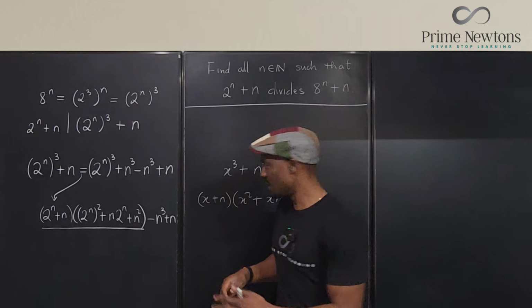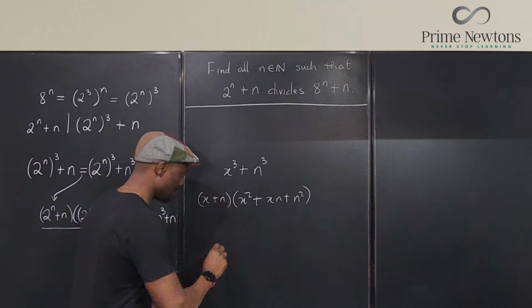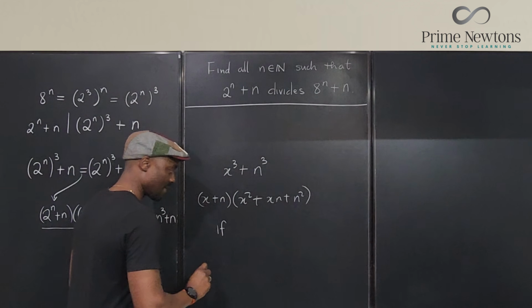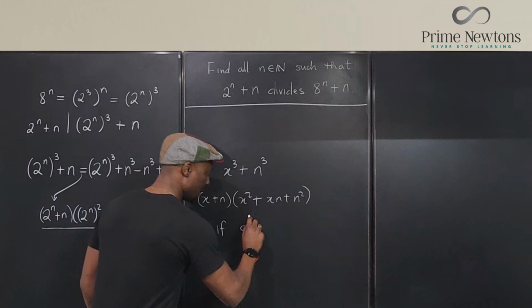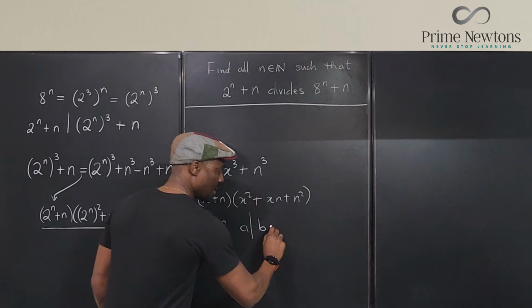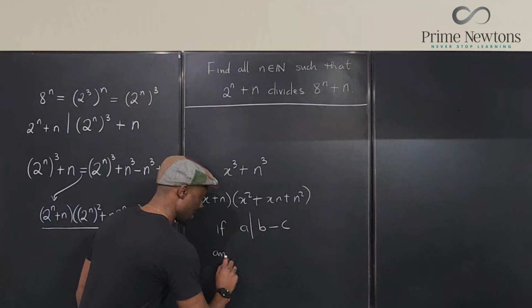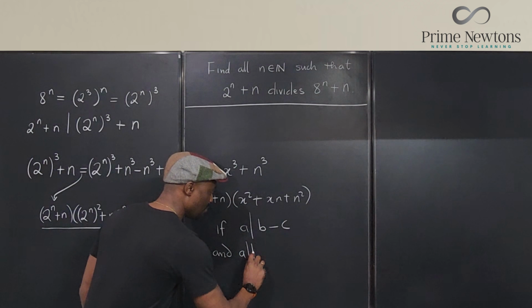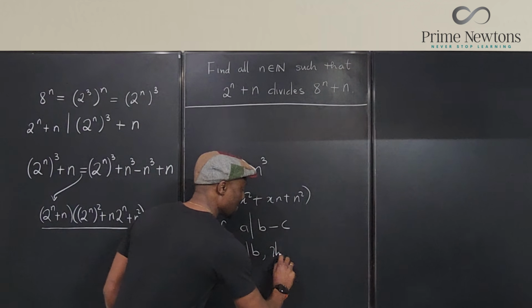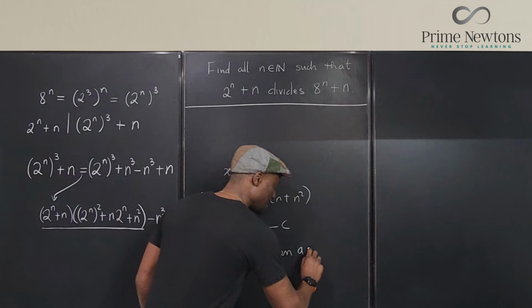That's a basic theorem. Watch this. If A divides B minus C, and A divides B, then A must divide C.